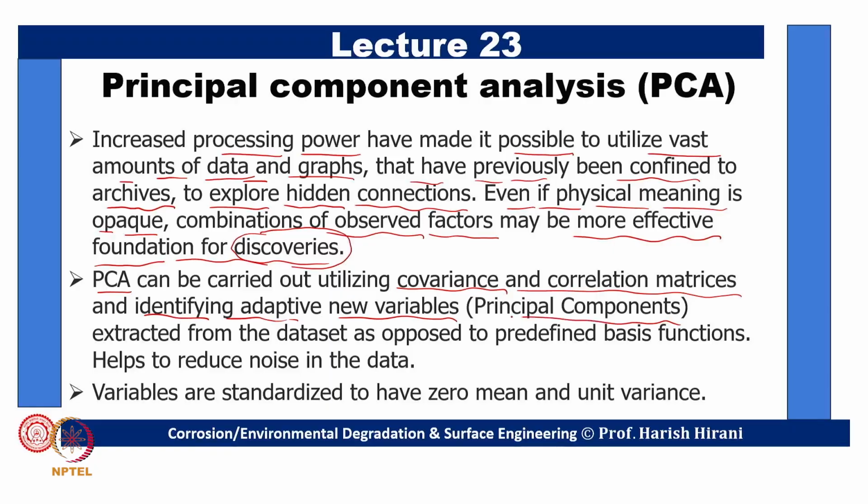As a data set changes, quite possibly the variable will change, which is why we use the word principal component, that is, a main component which has a main impact on the overall process. And this adaptive new variable can be extracted from a data set, which is just the opposite of the earlier approaches, where we used to have a predefined basis function, predefined basis variables. In addition, this kind of analysis can reduce the noise, and many times we get a lot of noise.